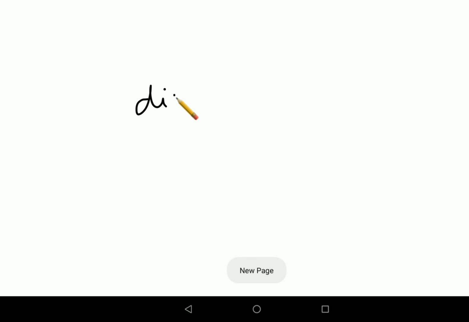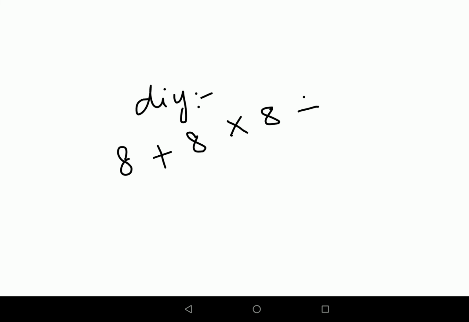Time for your DIY. Please tell me what will be the answer of 8 plus 8 into 8 minus minus 8. Okay, I'm making it a bit tricky. Let me know if you can figure this out. Okay, this one is actually easy. See if you can figure this out, and please comment your answers in the comment section.